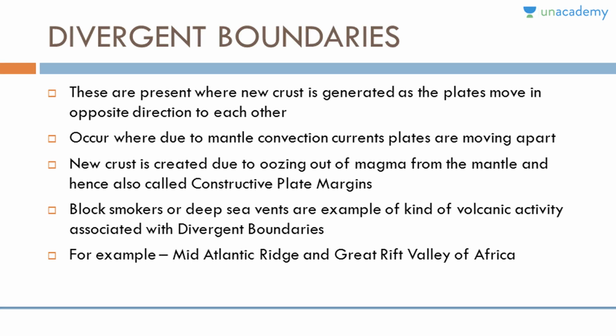As said earlier, the plate boundaries are of three types. The first is the divergent boundaries, which are present where new crust is generated as the plates move in opposite direction to each other. These plates occur at such places where plates move apart from each other due to rising of mantle convectional currents, which exerts tensile force upon the plates. At the margin of such plate boundaries, new crust is created due to oozing out of magma from the mantle, and hence these plates are also known as constructive plate margins.